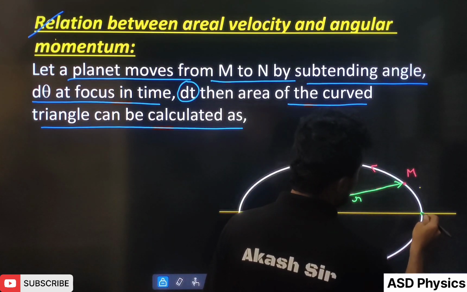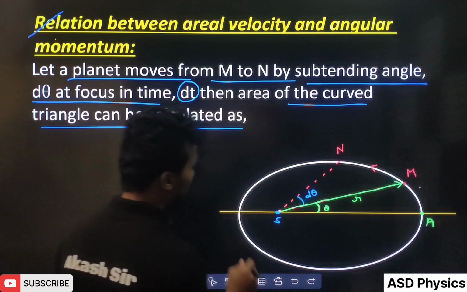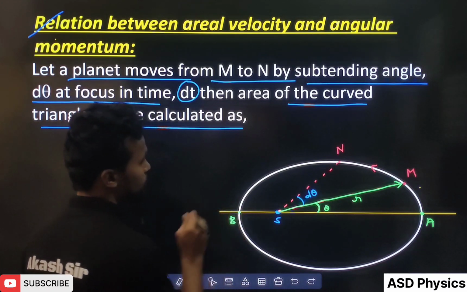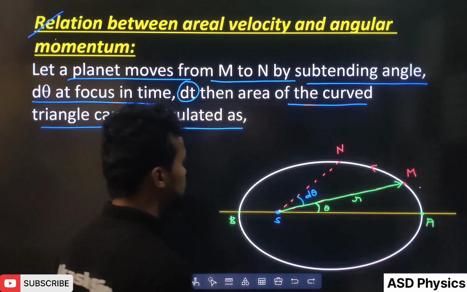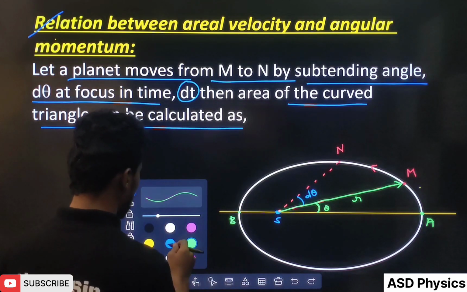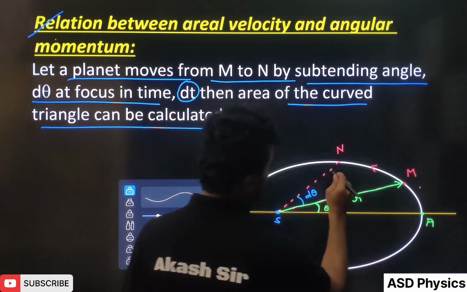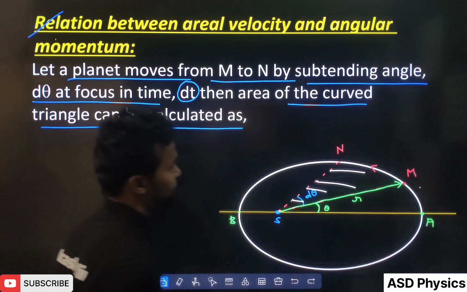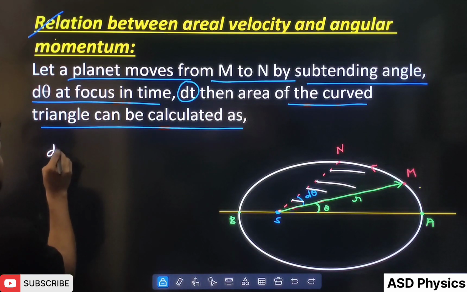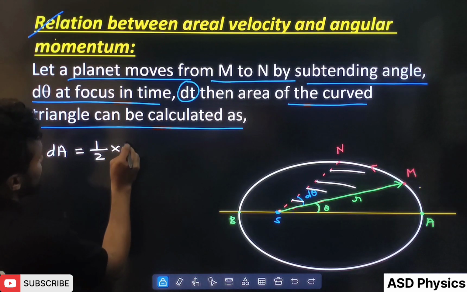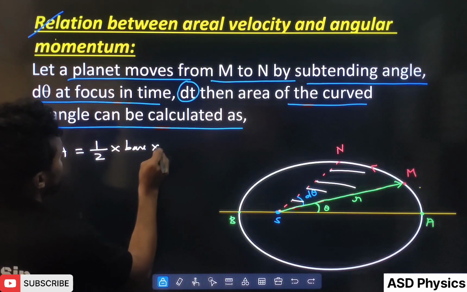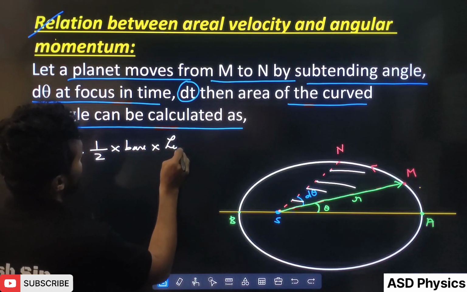Now, as I have told you very well, when it was at point A, it was RA, and when it was at point B, it was RP, the distance of the planet to the sun. Students, you know very well the area of the triangle. What I am talking about here is this area. The area of this curved triangle is given by, you know very well, half base into height.